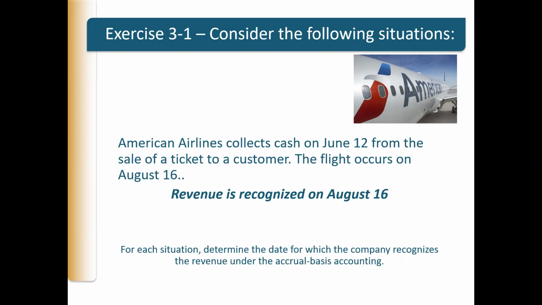So what's going to happen in June? When the airline collects the cash from the customer, on that day we will debit our cash and credit our deferred revenue, because we haven't provided the service yet. But then on August 16th, we'll debit our deferred revenue and credit our revenue.